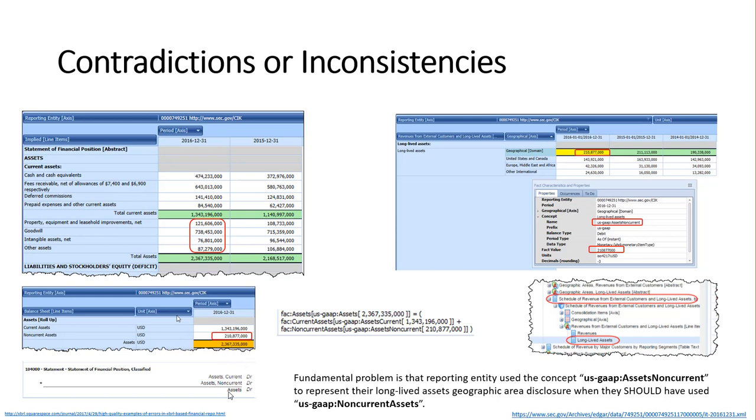So this is an example of a common thing that occurs. You have somebody use a concept in one disclosure that is intended for a different disclosure, and they use it incorrectly, and it contradicts the information provided elsewhere, and it is another thing that can make a financial report that is a logical system function improperly.